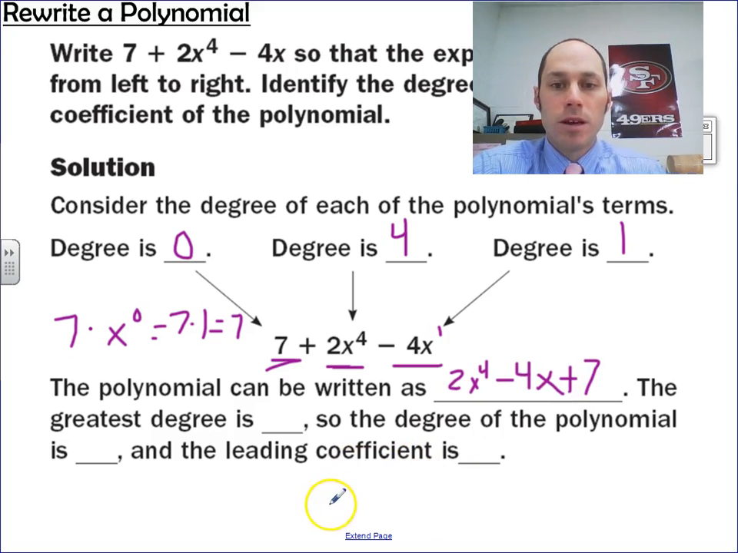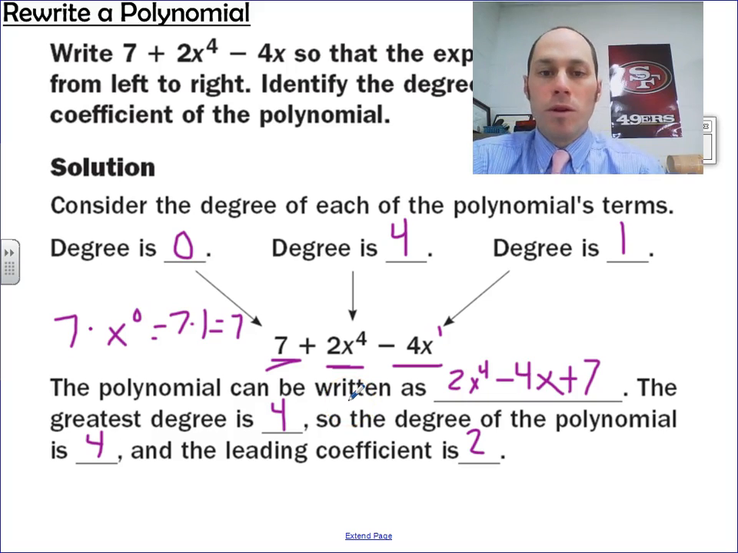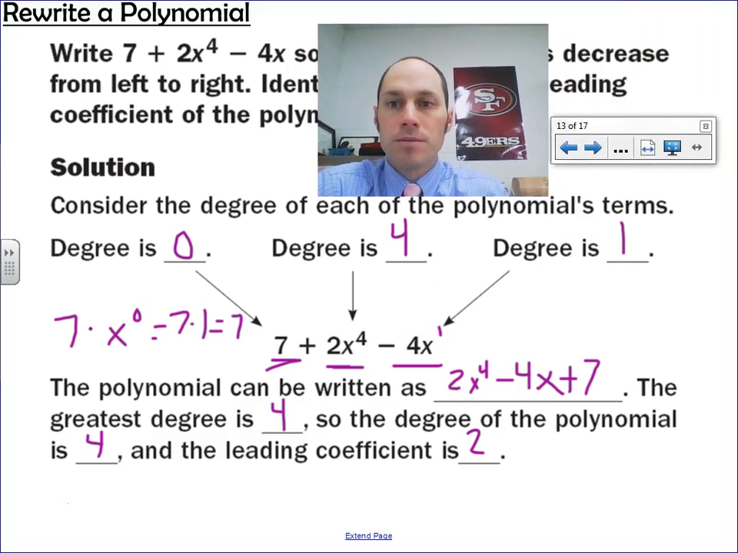Decreasing order. The greatest degree, which we can just look at in the front, is 4. So that would be the degree of the polynomial. Keep in mind if there's multiple variables, we add up the degrees there. The leading coefficient would be 2. Just look at the beginning. So we put that in that order so that everyone, when we refer to it, knows what we're talking about. We're all talking about the same thing.